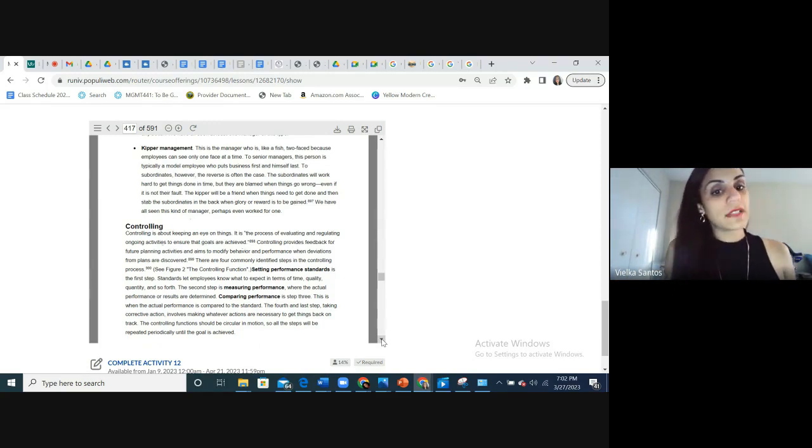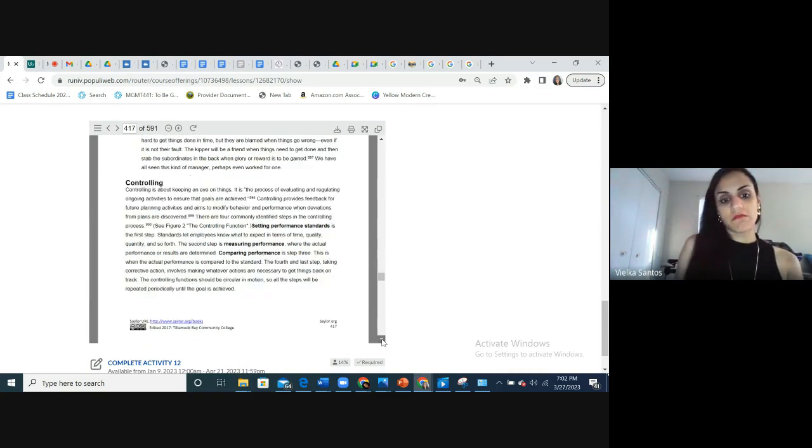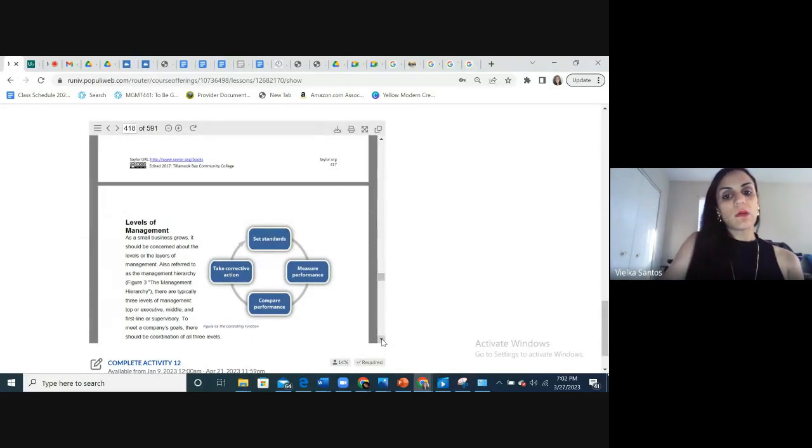So controlling, in simple words, is monitoring the progress, monitoring the path that we have been going through. That's what that means in simple words. Okay, so all of this is the controlling function: set a standard, measure performance, compare, take corrective action.